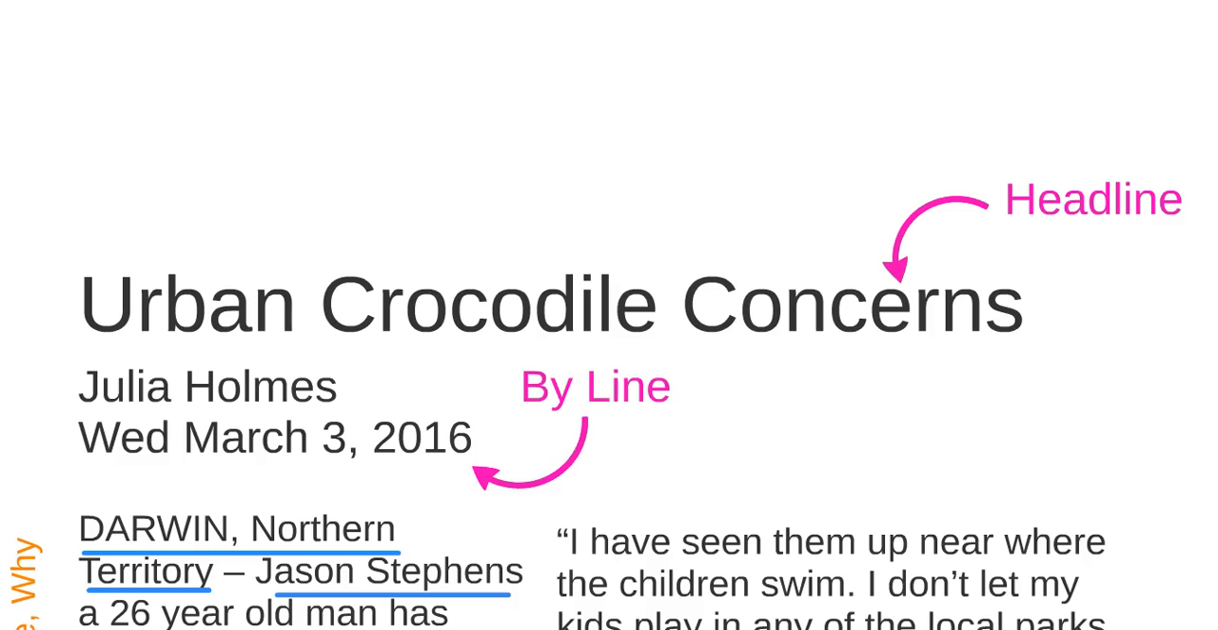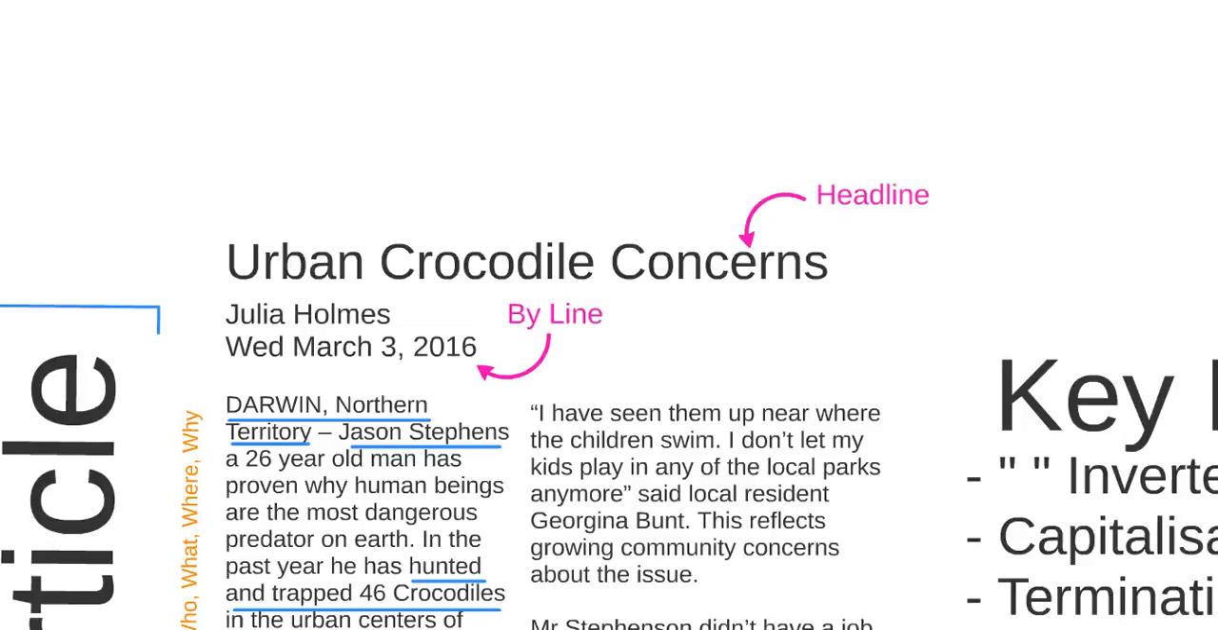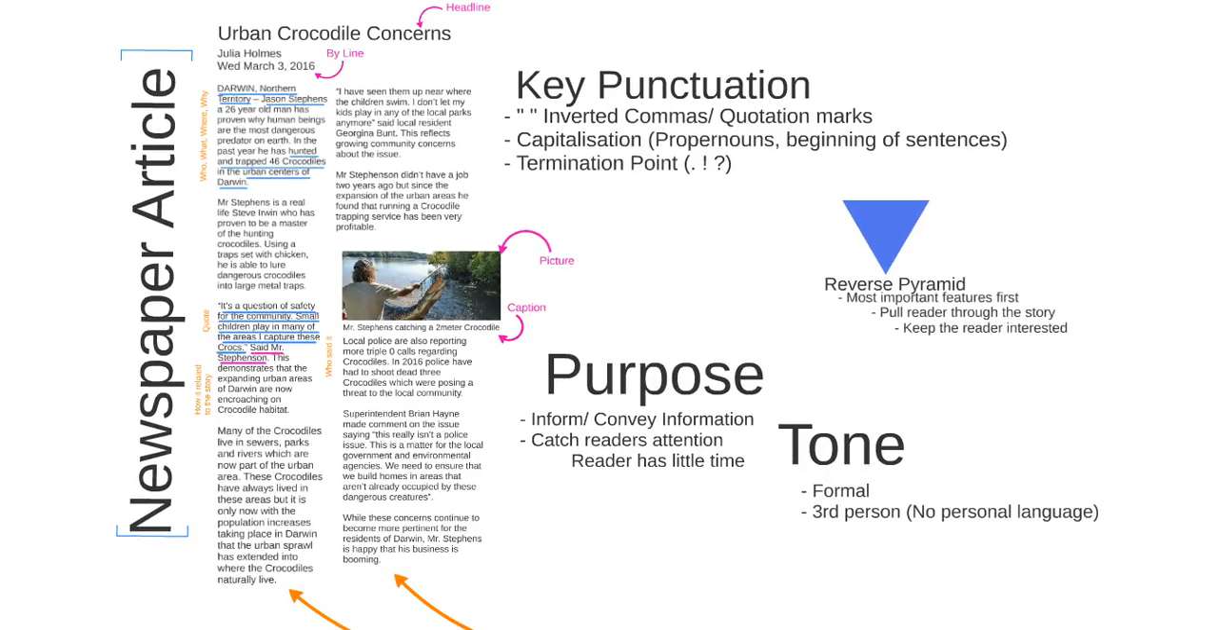Directly underneath we also have the byline. It tells us who the story is by. In this case it's by Julia Holmes, and it also says which date the story is filed, Wednesday, March 3rd, 2016 in this case. Now, in order to achieve a reverse pyramid, we have to start with all or much of the information at the beginning.